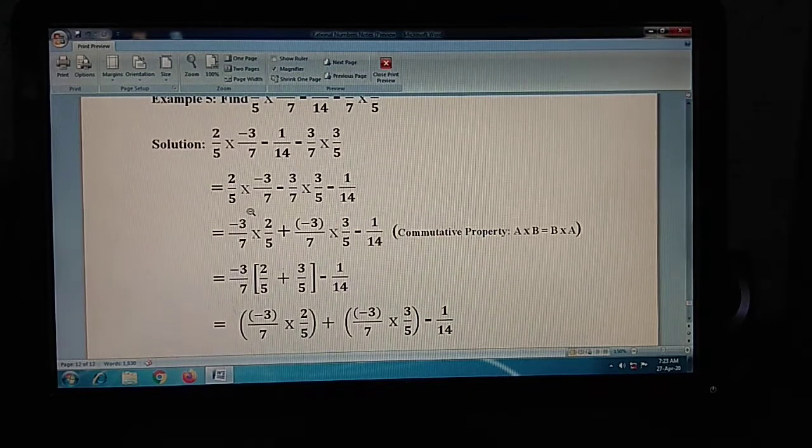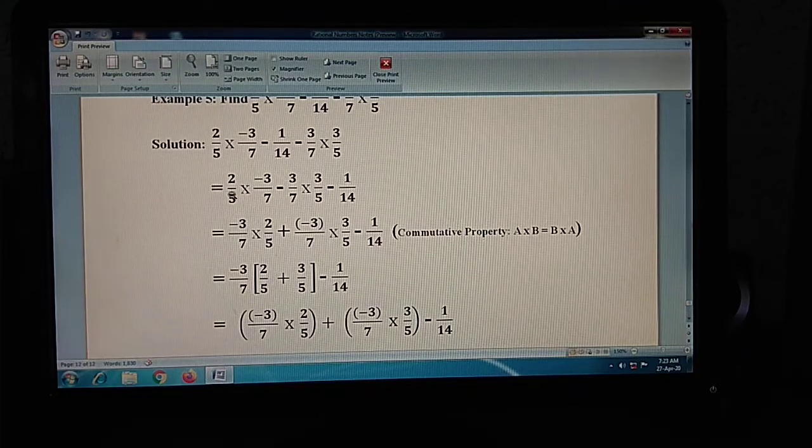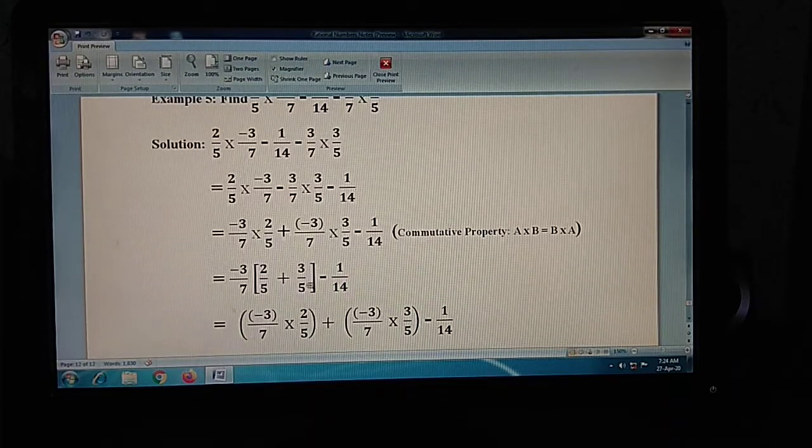Because according to the commutative law or the commutative property, A into B is equal to B into A. So if you take this as A and this as B, whatever you take, you can interchange their position. So A into B, B into A. Simple. And what I did here is I put a plus sign, because as we know minus and plus, it is minus. So if I put a plus sign in here, and I give them inside the bracket as minus, it is the same thing. Why have I done this? So that I can take common 3 by 7. So I have taken 3 by 7 common. Now 2 by 5 plus 3 by 5.